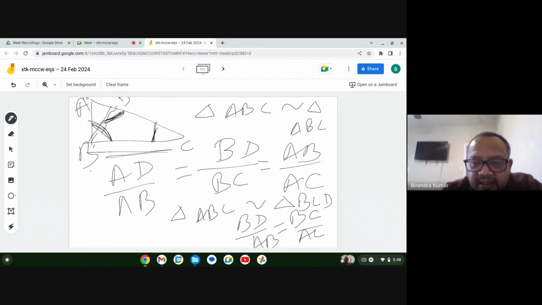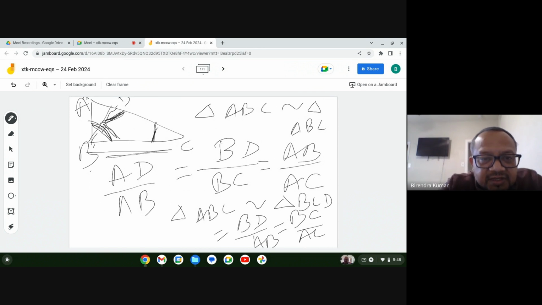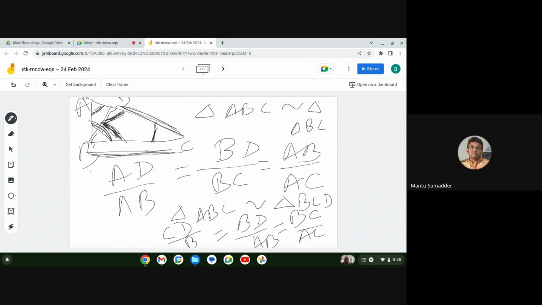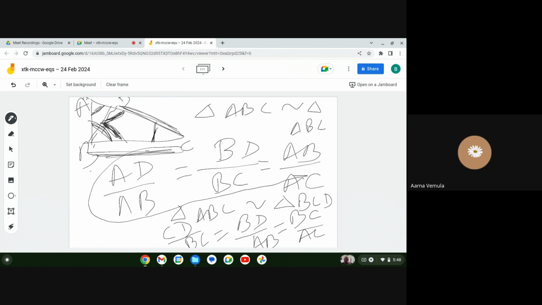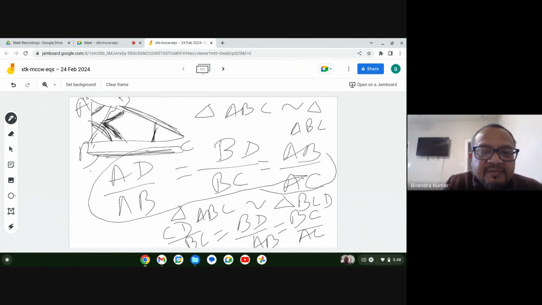And the third angle is this one in the small triangle. The side opposite to that will be CD. CD divided by the side opposite the matching angle, which is this one, BC. CD by BC. So can I request you guys to write down this equation? The first equation, write it down as AD by AB equal to BD by BC equal to AB by AC.